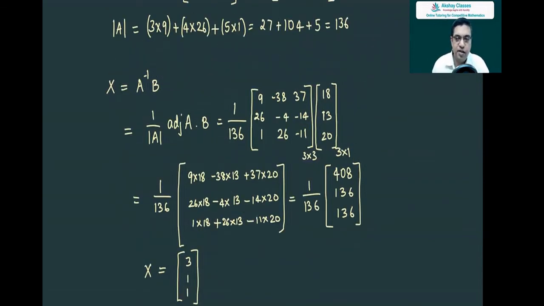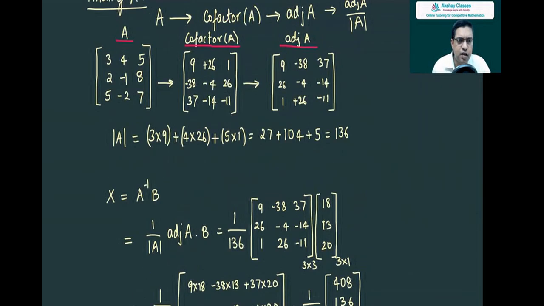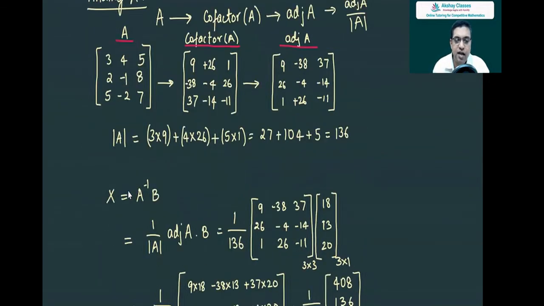Finding this is by the matrix inversion method. So we get this solution 3, 1, 1. We can cross check. You substitute 3, 1, 1 in the first equation: 3 into 3, 9, plus 4 plus 5. So 9 plus 4 plus 5 is 18. So it satisfies all the three equations. This is the method of matrix inversion. So find A inverse and then multiply with B.